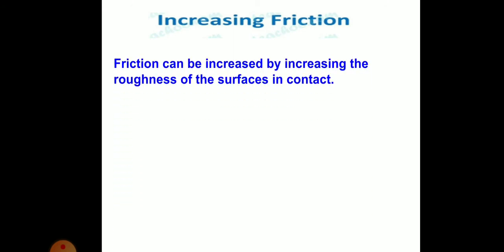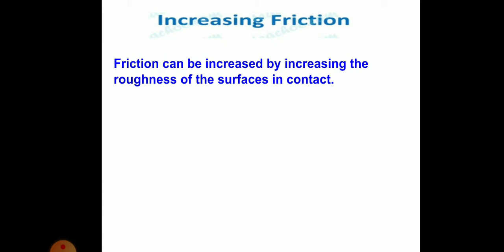As you all know, sometimes friction is useful to us, and sometimes due to lack of friction, there may be risk of accident. We may need to increase friction to prevent slipping and function properly. So friction can be increased by increasing the roughness of the surfaces in contact. So how can we increase friction? By increasing the roughness of the surface. This can be done by various methods.